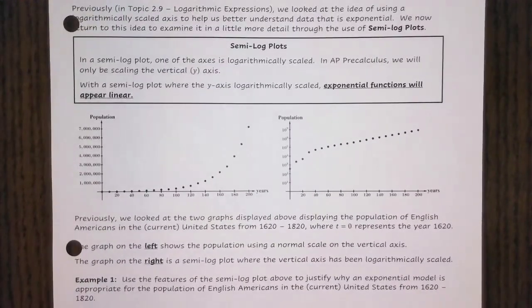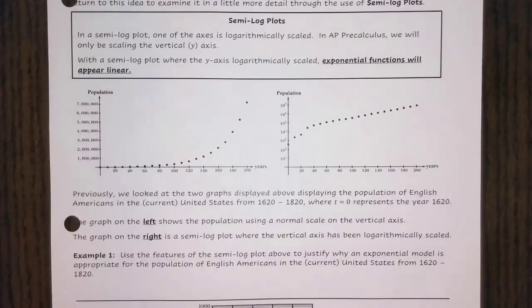All right, so we looked at some logarithmic models, and now we're going to look at a different way of modeling it as well, with the semi-log plots. We did introduce you to that in the 2.9 section. Now we're going to go just a little bit deeper. It shows us here that semi-log plots look a little bit different. In a semi-log plot, one of the axes is logarithmically scaled. In AP Precalc, we will only be scaling the vertical, the y-axis. So instead of having the same on the x and the y-axis, on the y-axis, we're going to logarithmically scale it. Exponential functions will appear linear when we do that.